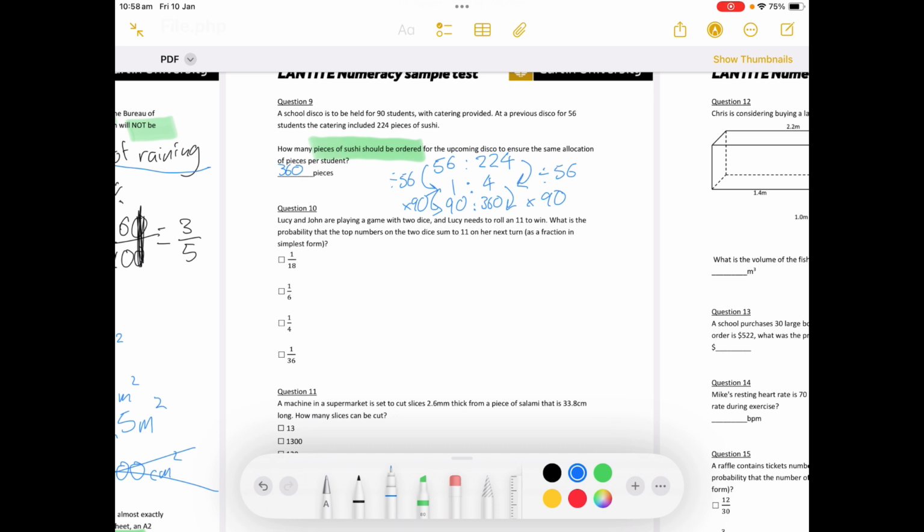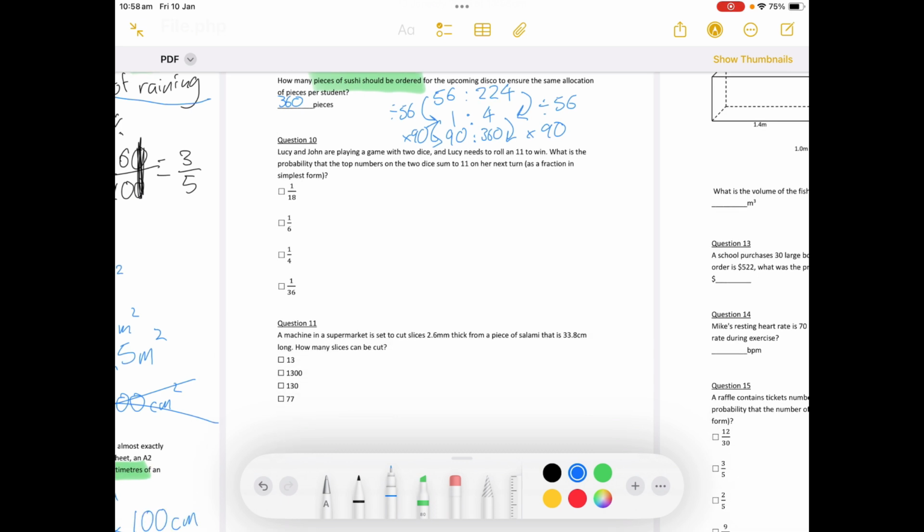Right, question 10. Lucy and John are playing a game with 2 dice, and Lucy needs to roll an 11 to win. What is the probability that the top numbers on the 2 dice sum to 11 on her next turn? Alright, so we've got 2 dice, okay? So let's say this is dice number A, dice A, dice B, okay? She needs to roll an 11. So let's think about, on a dice, what numbers we can have that add up to 11, okay? So realistically, your dice, it's 6-sided, so you've got numbers 1, 2, 3, 4, 5, 6.